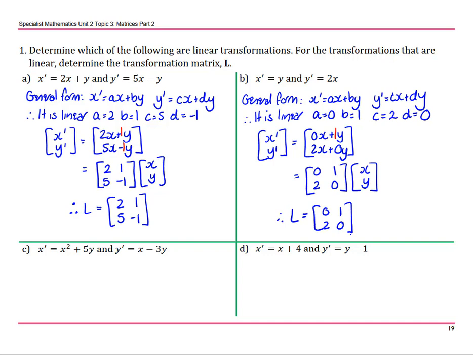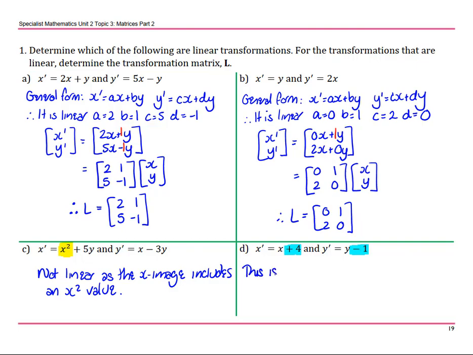Now, in the next one, you should see straight off that there's an x squared term. So it's not linear, as the x image includes an x squared. In the next one, you have x plus 4 and y minus 1. This isn't linear. Or this isn't a linear transformation. It's actually a translation.